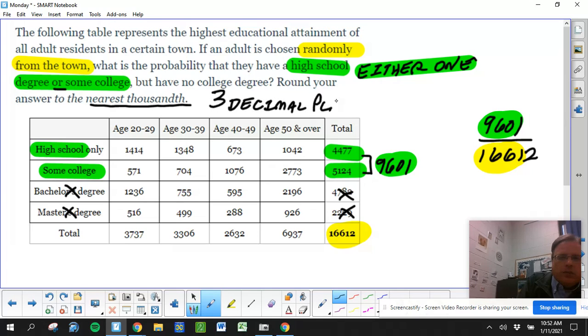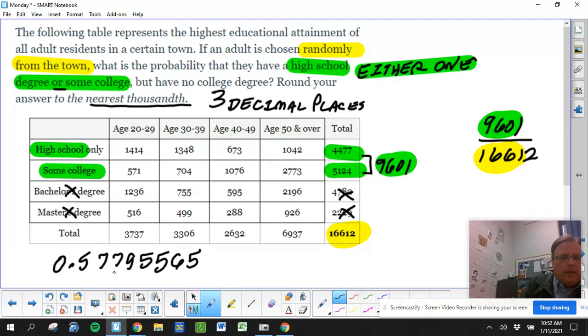All right. So trying my best for you. I hope I do okay. I take 9601 and I divide by 16612. And I got a crazy decimal, which I'll come down here and write so that I can point at it and go, ooh, look at the pretty decimal. No, so we can work on it.